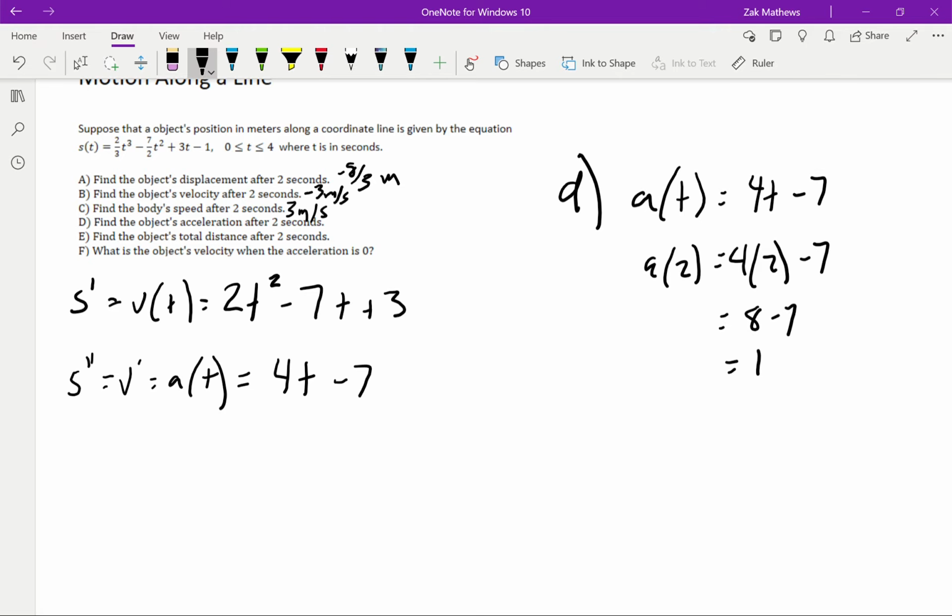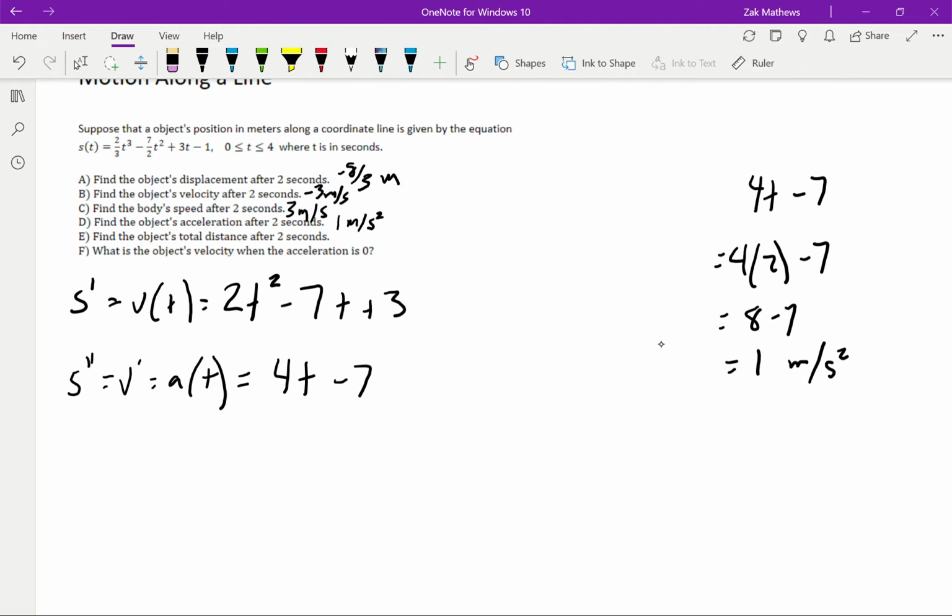Our unit on this one, well, velocity was meters per second, and now we're looking at another rate of change, so meters per second per second, which looks really goofy. How we'd write that is meters per second squared. Acceleration is always measured in your distance measurement divided by your time measurement squared. And so for letter D, we get 1 meter per second squared.